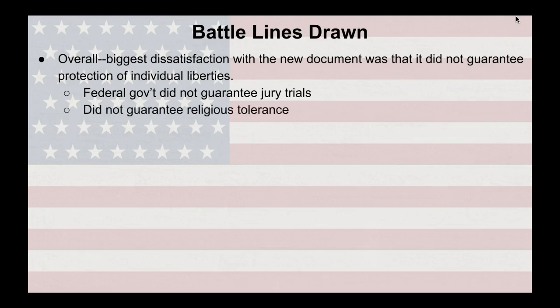They did not guarantee religious tolerance. They didn't want to have to be associated with one particular religion over another, and the Constitution, as it was written, did not guarantee religious tolerance.